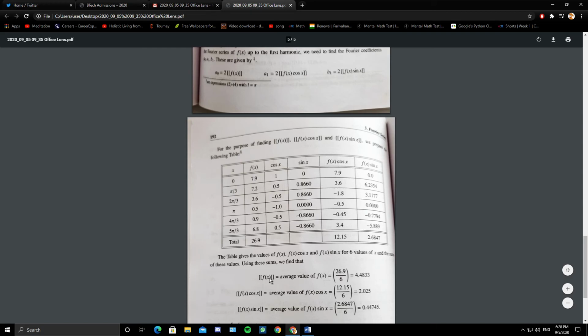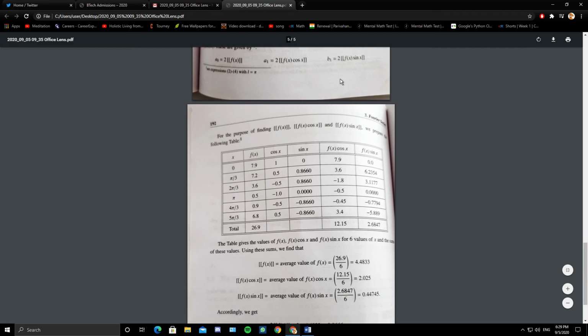Then find the average. So what is the average of f of x? 26.9 divided by the number of values, that is 6 values. So 26.9 by 6. Similarly, the average of f of x cos x is 12.15 by 6, and the average of f of x sin x is 2.6847 by 6. So we have got the means of f of x cos x and f of x sin x. Now that you have got the mean, you can find a naught, a1 and b1.